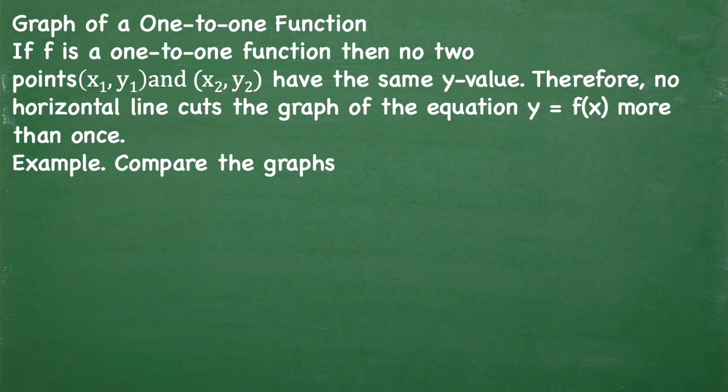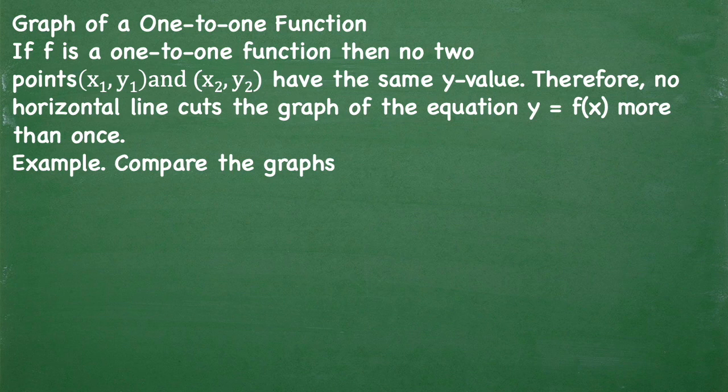Another way of identifying a one-to-one relation is by using the graph. So if f is a one-to-one function, then no 2 points (x sub 1, y sub 1) and (x sub 2, y sub 2) have the same y value. Therefore, no horizontal line cuts the graph of the equation y equals f of x more than once.